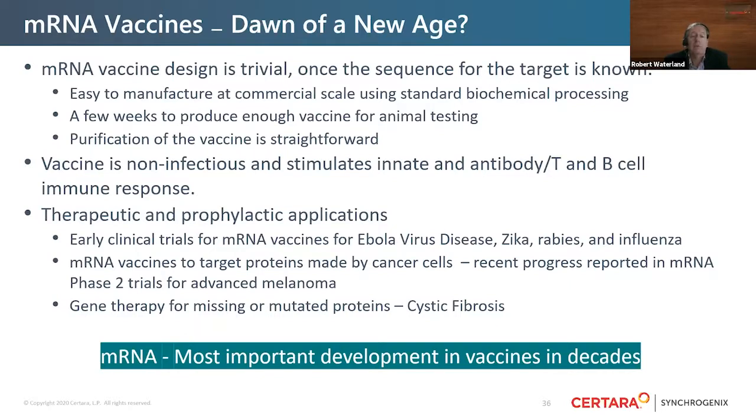And the primary reason is because they do not use human or animal cells. There's no eukaryotic cell expansion and transfection. There's no cell banking. There is, in addition, no viral banking. So these are just manufactured using bacteria, using standard biochemical processing. Bacteria reproduce really fast, so very quickly you can produce enough vaccine for animal testing. Because there's no cell banking, because there's no cells, because things are clean, the purification of the vaccine is very straightforward. So they're very easy to manufacture. Despite that, we know from COVID that they're very non-infectious and they stimulate very strong immune response.